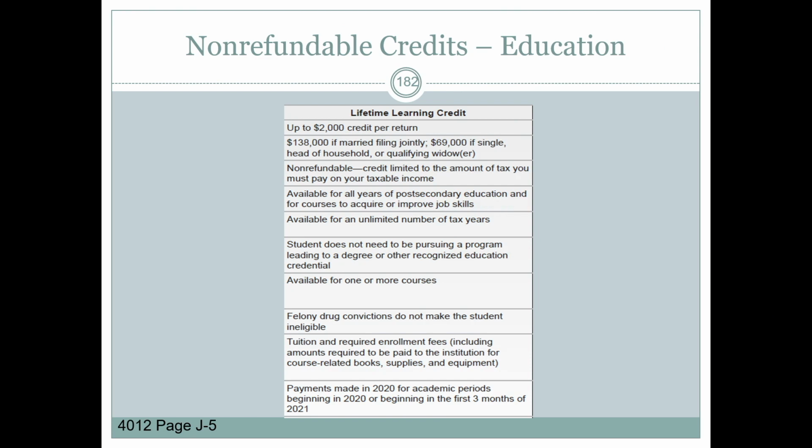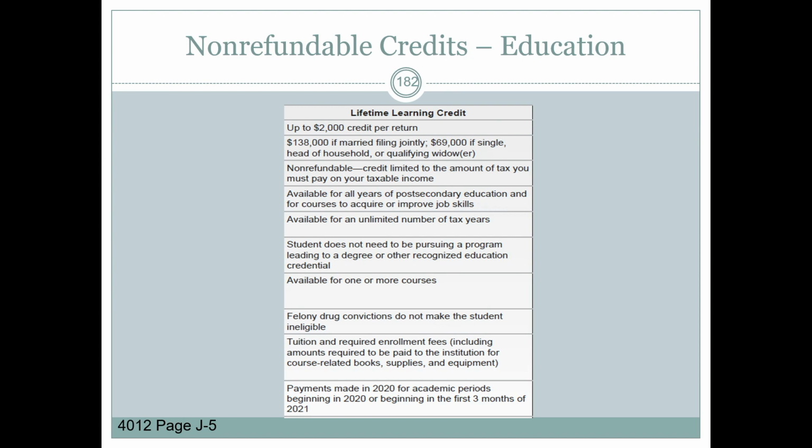$138,000 if married filing jointly, $69,000 if single, head of household, or qualifying widower. What that means is if the incomes are above that, then they won't qualify for the credit. It is non-refundable, the entire credit. The credit is limited to the amount of tax you must pay on your taxable income. It's available for all years of post-secondary education and for courses to acquire or improve job skills.